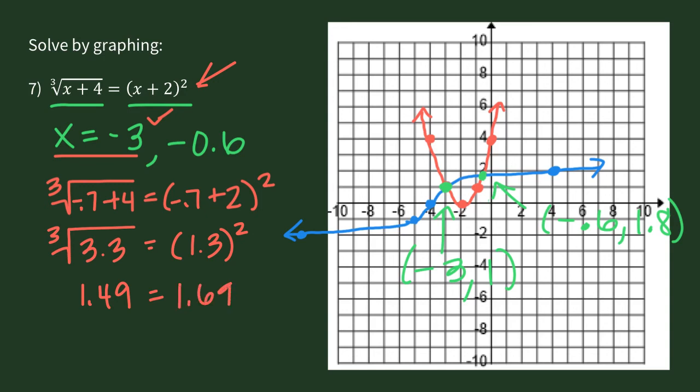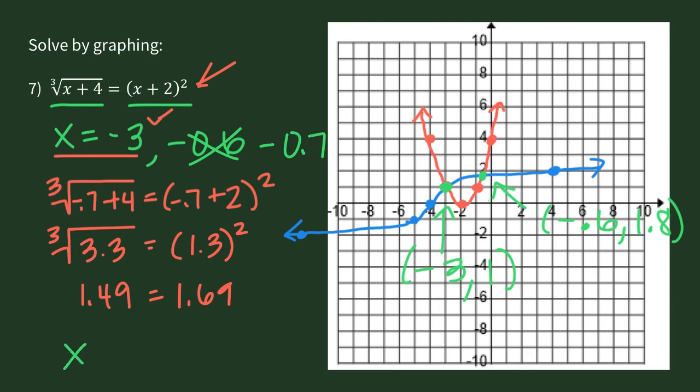So these are a little closer now, and I think -0.7 is a little closer to the intersection, so I'm going to put -0.7 as the other answer. And we're just estimating based on the graph, so it's a little bit off. That's okay.